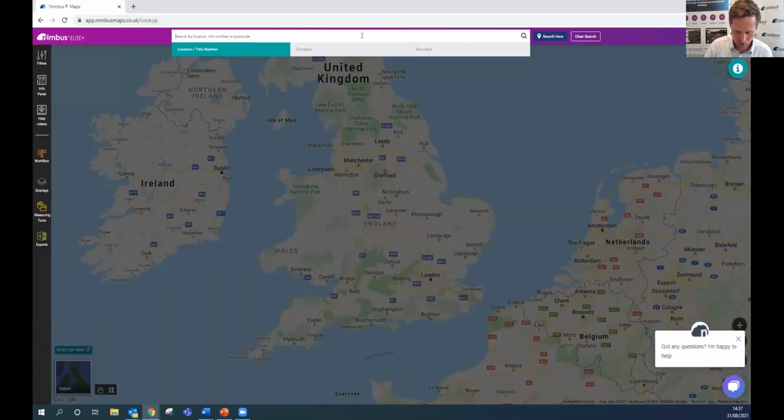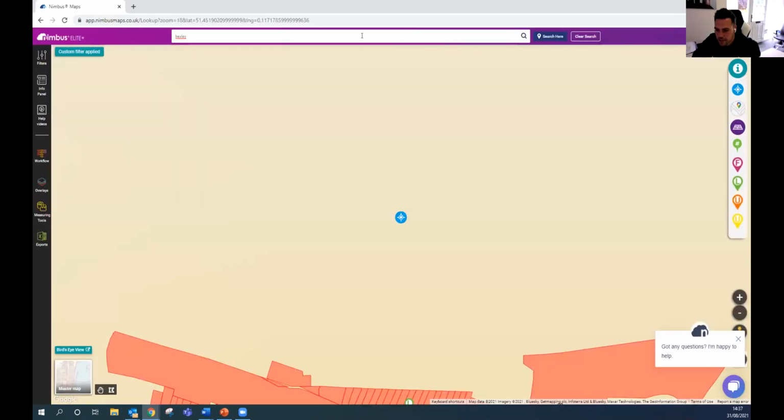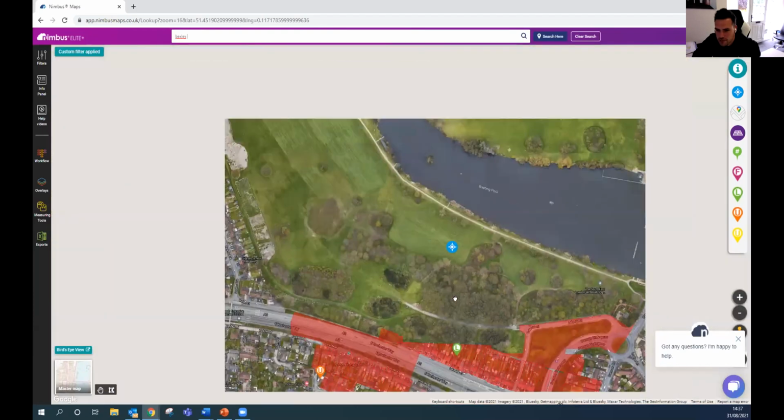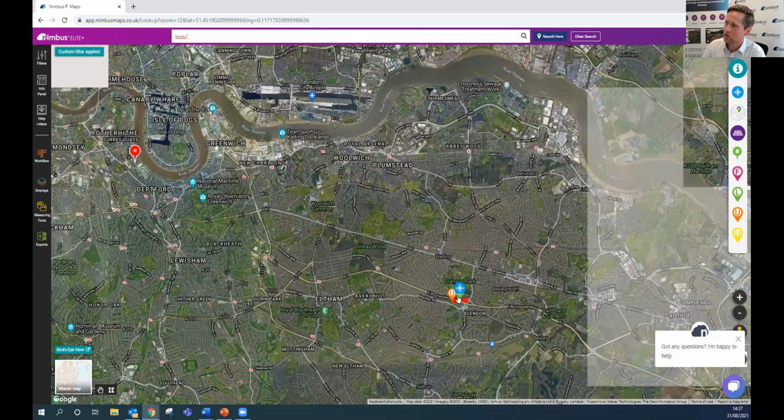Bexley, right, cool. Do you know where Bexley is? I have no idea. I believe it's in southeast London. Southeast London, looking pretty good. Yeah, looking pretty good. There we go.